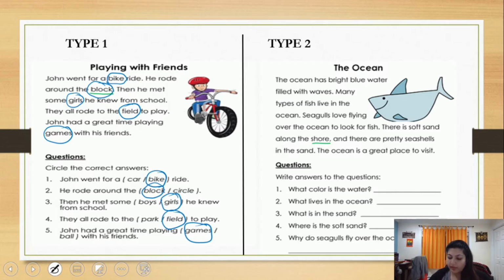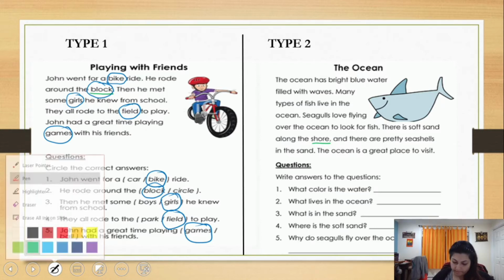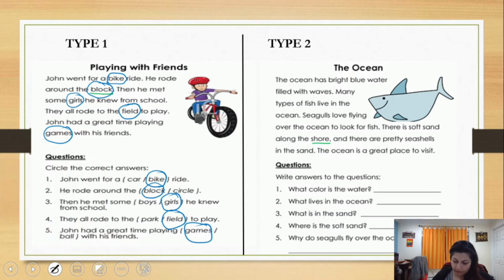So tell them the meaning. What does shore mean? Shore means the land along a water body is called shore. Once they know the meaning, then you read the questions and try to find the answer and underline the place where you are looking for the answer. What color is the water? Bright blue. So we write here bright blue.